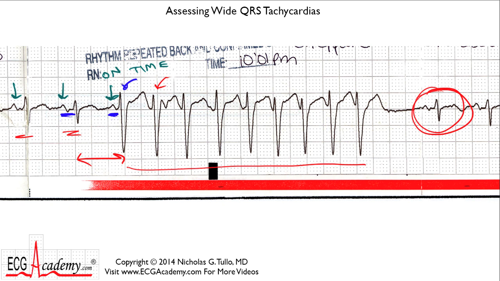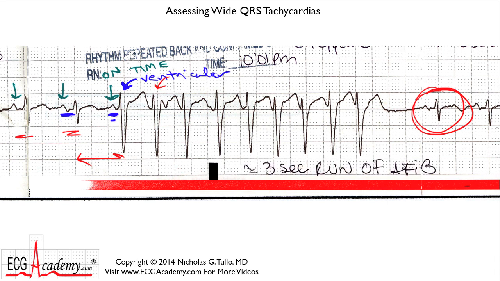This first beat had to come from somewhere other than this P wave. That means it's ventricular. And of course, they all look alike, so they all must be ventricular. Nevertheless, the person on the unit marked this as a 3-second run of AFib, which brings to mind Tulow's law. Don't ever believe anything you read on a rhythm strip unless you wrote it yourself. So this is not AFib, it's non-sustained ventricular tachycardia, purely because of the way it started.